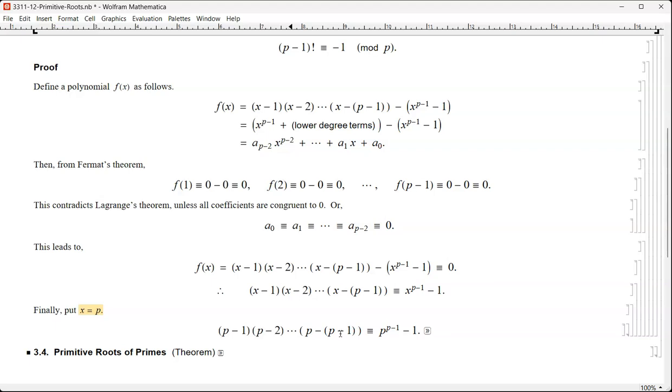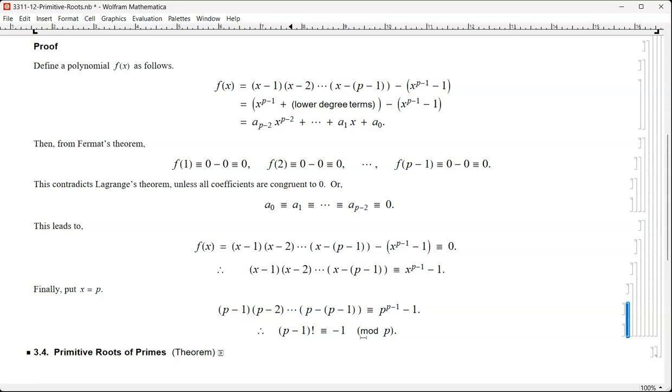So this is 1, and then that's 2, 3, 4, all the way up to p minus 1, starting from the right. And right here, p to the p minus 1 power, but p is congruent to 0 modulo p, so we just get negative 1. So (p minus 1) factorial is negative 1 modulo p, and that's precisely what we wanted. That's the conclusion of Wilson's theorem.